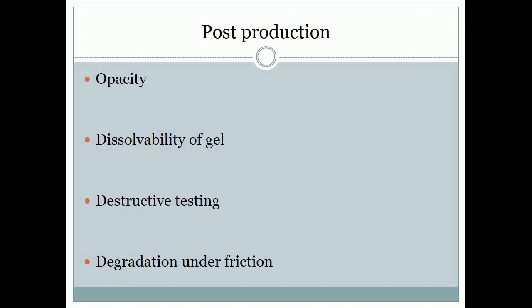For degradation under friction, the sample is mixed with an abrasive substance, silica sand for example, and put in a rotating drum until failure.